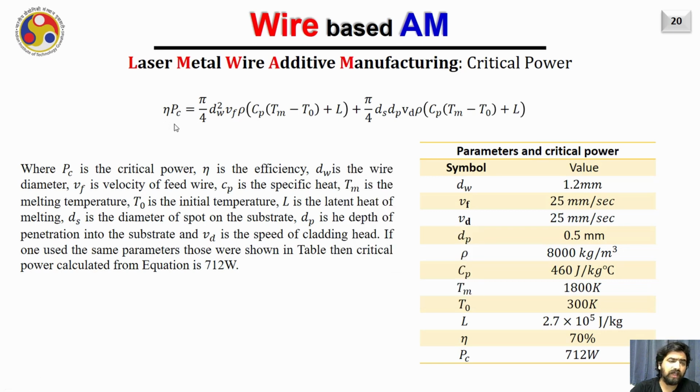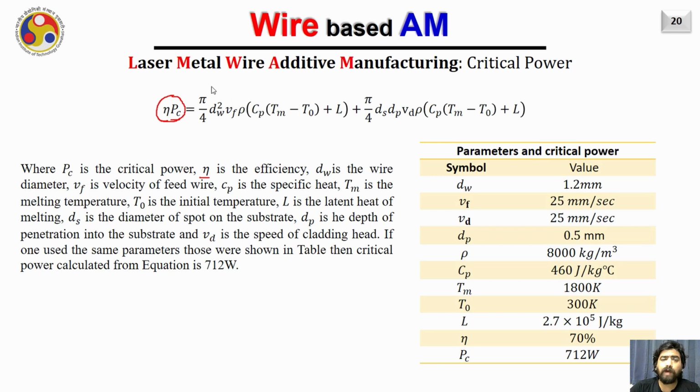Here I am writing it as eta P naught, where eta is the efficiency of the laser, because all the laser which is falling onto the substrate does not get absorbed by the material. Some of the power got reflected also. If that is the efficiency, then this much power is available onto the substrate from the source.